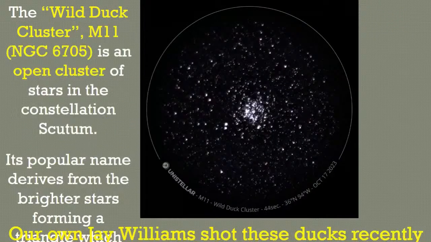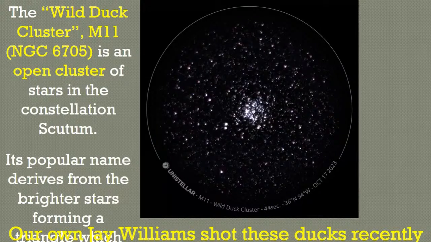We switch over to another deep sky object, M11. This is known as the Wild Duck Cluster. It's in Scutum, but very close to Sagittarius. And they thought that it looked like a bunch of flying ducks. And Jay Williams shot those ducks. And we're, of course, talking about it here because clusters are very important.